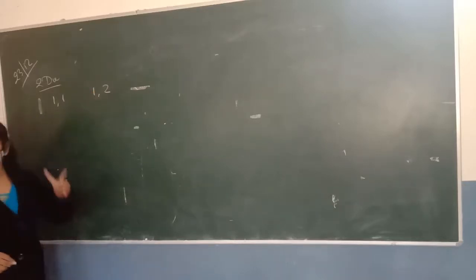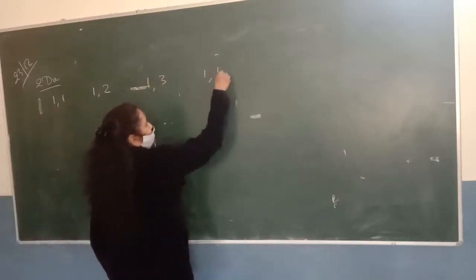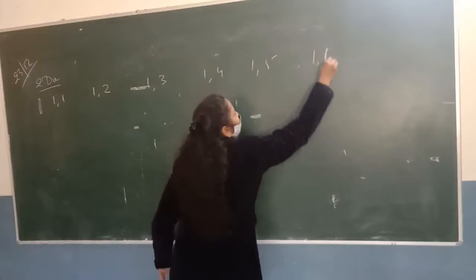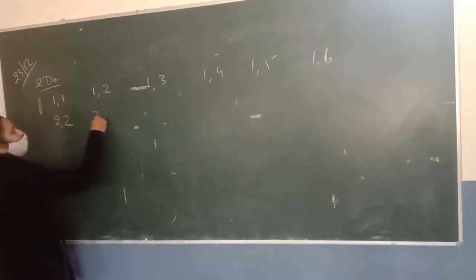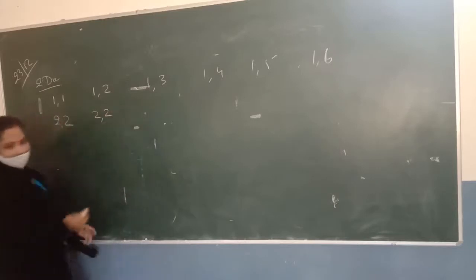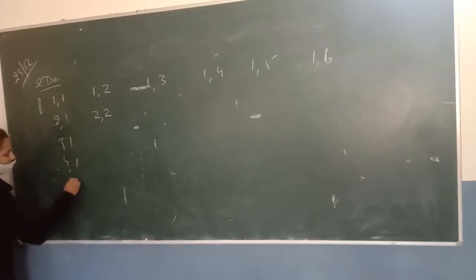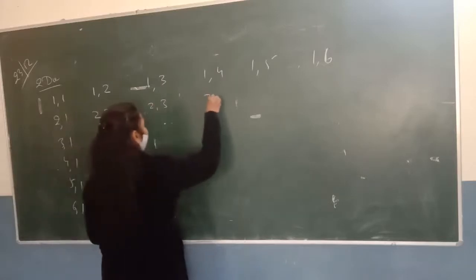Like 1 and 1: first dice 1, second dice 1. 1 with 2: first dice 1, second dice 2. 1 with 3, 1 with 4, 1 with 5, and 1 with 6. Same as 2, 1, sorry, I wrote 2, 2 again. 2, 1, 3, 1, 4, 1, 5, 1, and 6, 1. Please make the chart in your notebook.